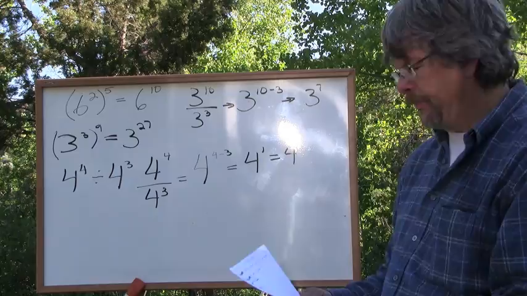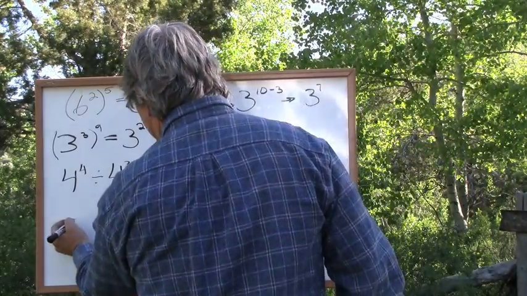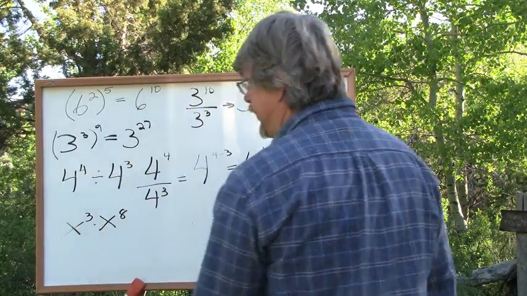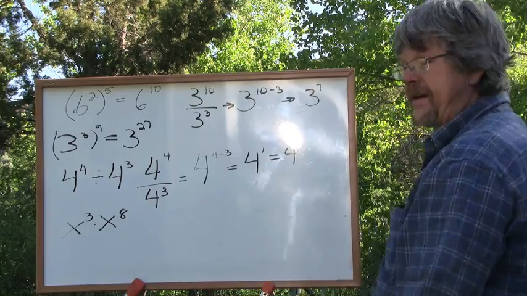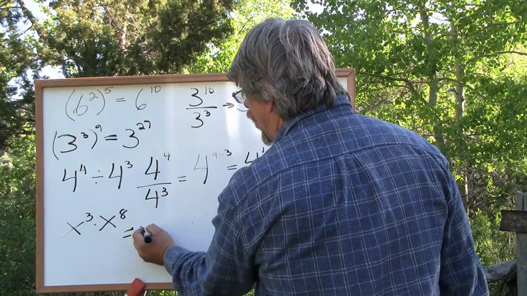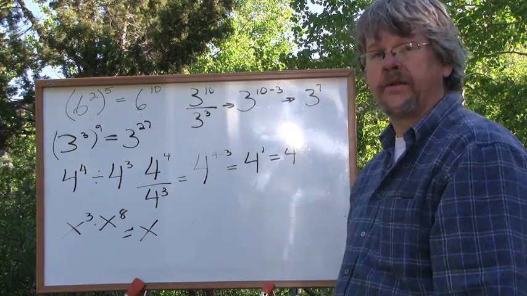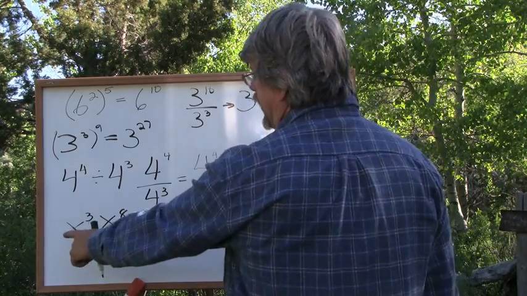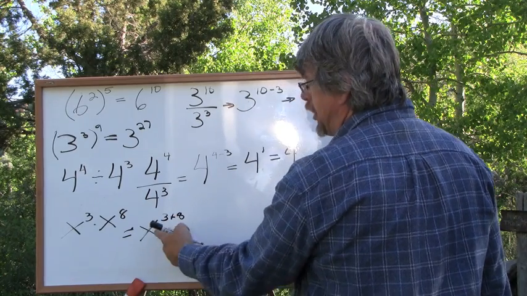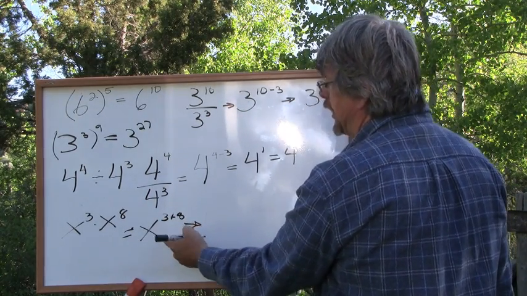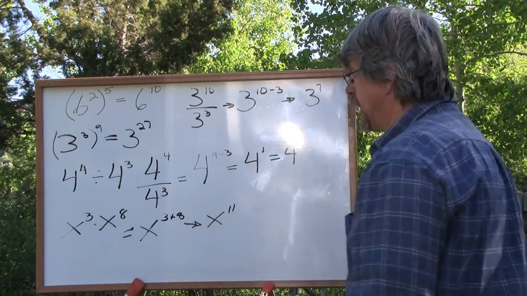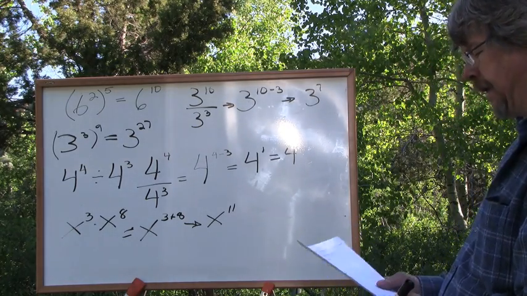It's that simple. What if we have x cubed times x to the 8th? What do we do in that instance? Well, we have a variable that's to a power times a variable to a power. So we know we're going to add the exponents. We keep the base, but we add the exponents, and this is 3 plus 8. You don't have to do it this way every time. I'm just doing it this way to show you the rule. So this is x to the 11th. It's just that quick and easy.